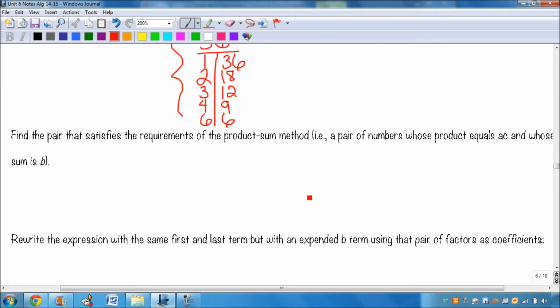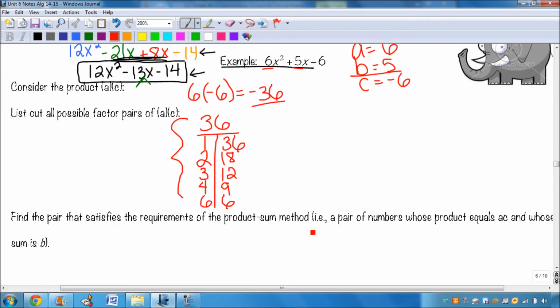Step C says to find the pair that satisfies the requirements of the product sum method. In other words, a pair of numbers whose product equals AC and whose sum is B. So if you remember, AC was -36, and we're looking for a sum of B. So are there any numbers in this set right here that would give me a sum of 5 somehow?